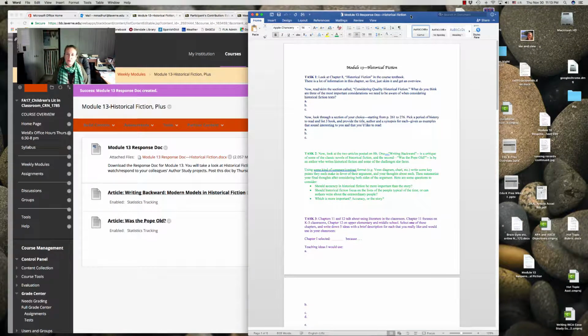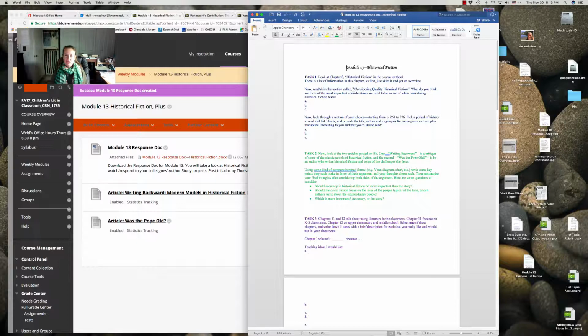Module 13, we're going to look at historical fiction and a few other things. So we'll start with Chapter 8 in your textbook that we all know and love. Looking at historical fiction, it's a long one. I don't want you to read the whole thing, but just skim through it first, flip the pages and see what's in there.